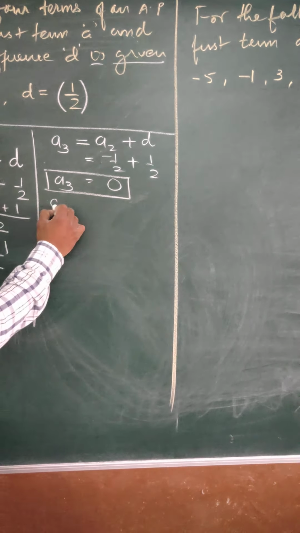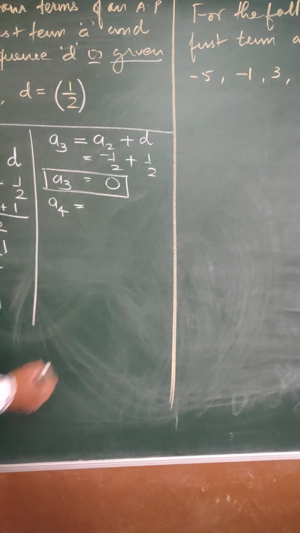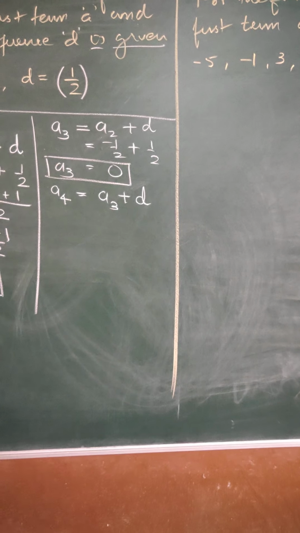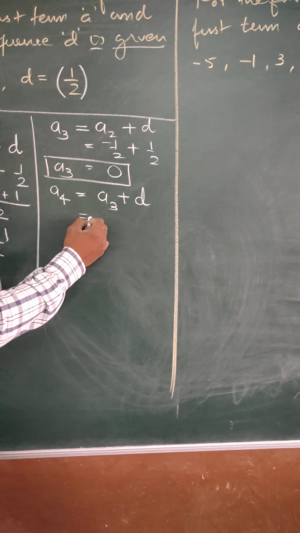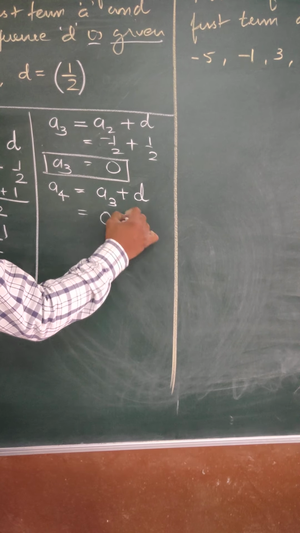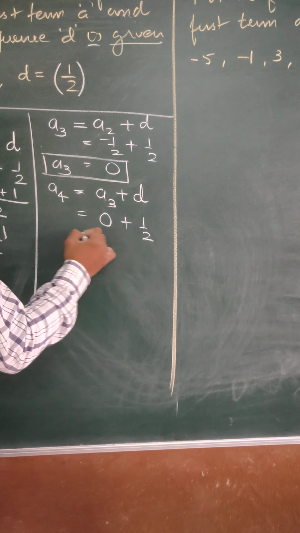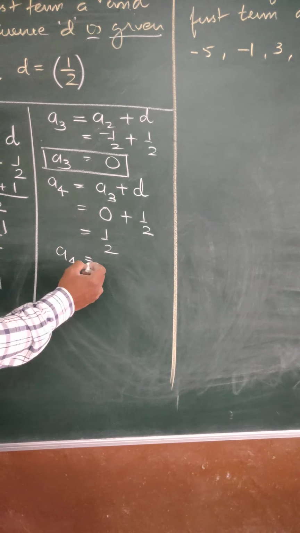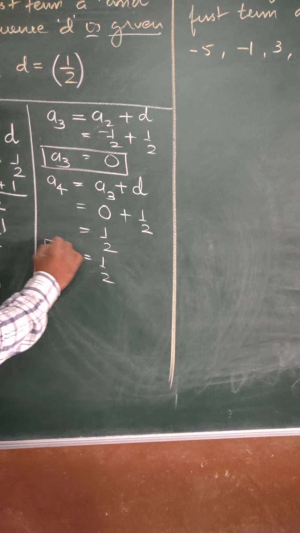Similarly, we can find the fourth term. The fourth term can be found by adding the common difference to the third term, denoted by A3. So the fourth term will be equal to A3, which is already obtained, 0, plus the difference 1 by 2. So 0 plus 1 by 2 is equal to 1 by 2.